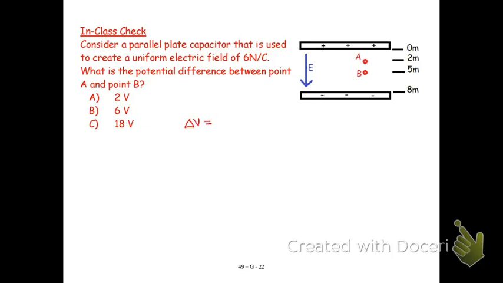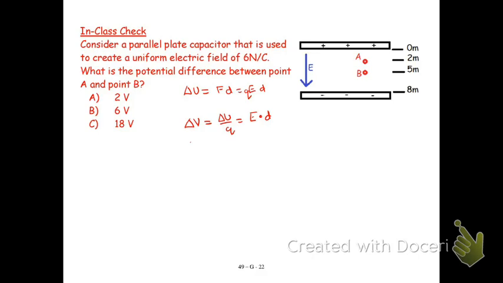So let's remember, my potential energy equals my force times my distance, which equals my electric field times Q times my distance. So that over Q equals, oh yeah, I remember that. It's E times D.